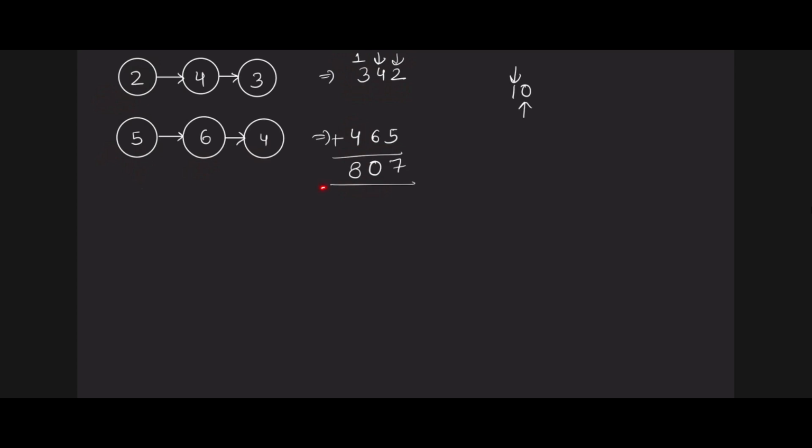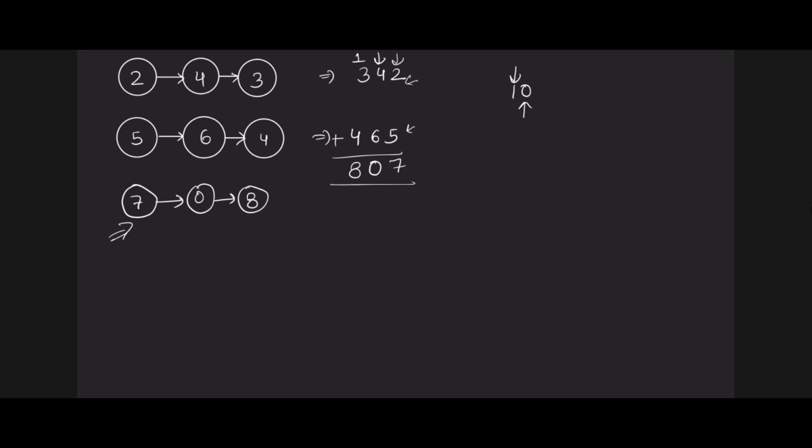Now this has to be returned as a linked list. These two integers were present in reversed order in our linked list, so this also has to be returned in reversed order. So your answer will be 708, right? This is what you need to return. But here we are given linked lists, not these integers, right? So how are we going to approach this problem?